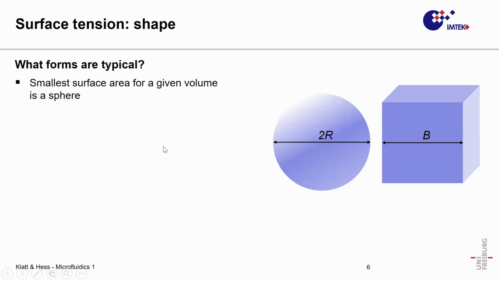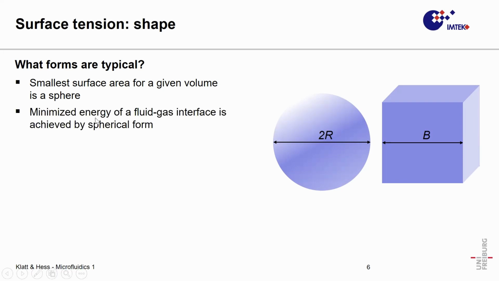In general, the surface energy tends to be minimized. And this means that you will get a form where the surface is minimal for a given volume. And in this case, a sphere has at the same volume a smaller surface area. Let's do a simple calculation to check if this statement is true.